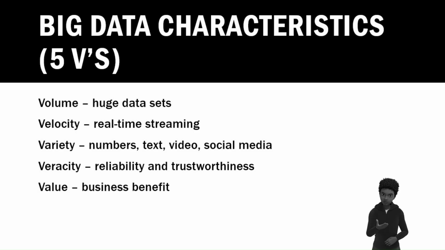Big data characteristics. Big data is defined by 5 characteristics, often called the 5 V's. Volume, which means very large data sets. Velocity, which refers to the speed of data creation and processing. Variety, which means data comes in many forms such as numbers, text, images, and video. Veracity, which refers to the reliability and quality of the data.